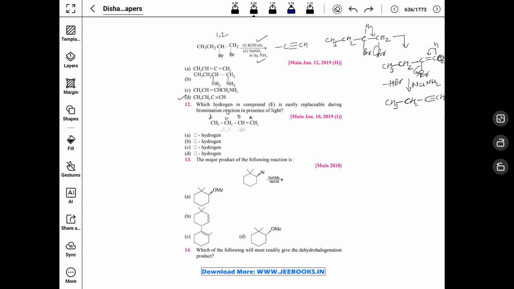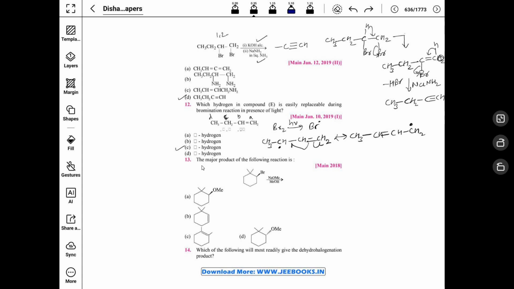Now moving to the next question: which hydrogen in compound E is easily replaceable during a bromination reaction in the presence of light? Bromination in the presence of light is an example of a radical reaction, so a bromine radical will form. We have to see which hydrogen removal will give the stable radical, and we know that an allylic radical is more stable than a vinylic radical due to this resonance, and the radical is delocalized to the other position. Therefore, hydrogen at C will be easily replaced. So the correct answer is C.